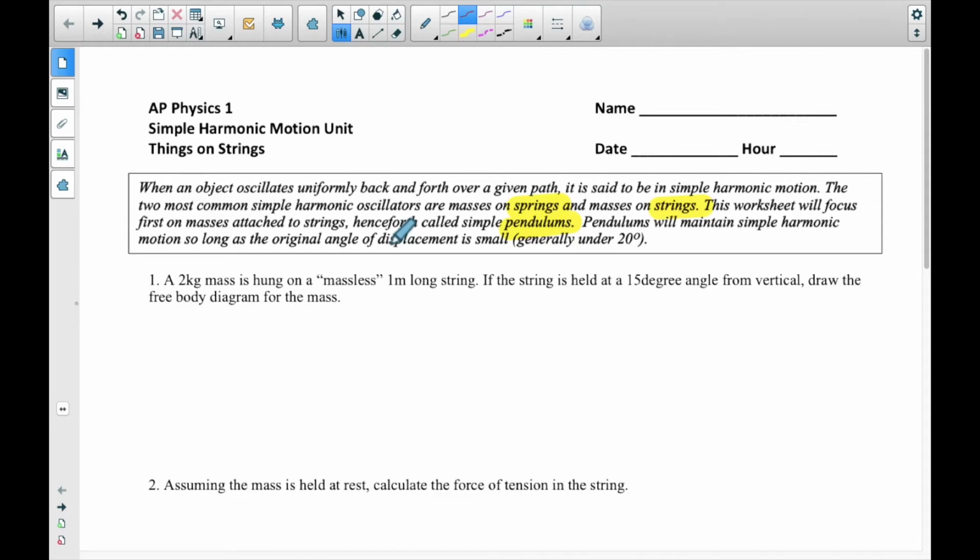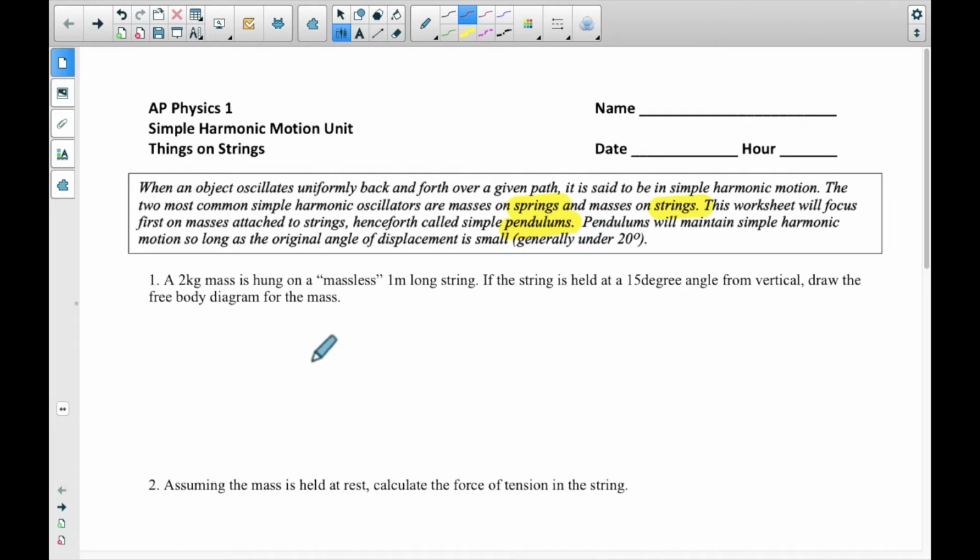Hi guys, in this video we're going to be talking about how to do some of the calculations that deal with pendulums. When we're talking about simple harmonic motion, that is oscillation. The two most common simple harmonic motion oscillators are masses on springs and masses on strings. We will be focusing on strings, which is pendulums. We did the lab and we saw how when you release the pendulum, it creates a simple harmonic motion.